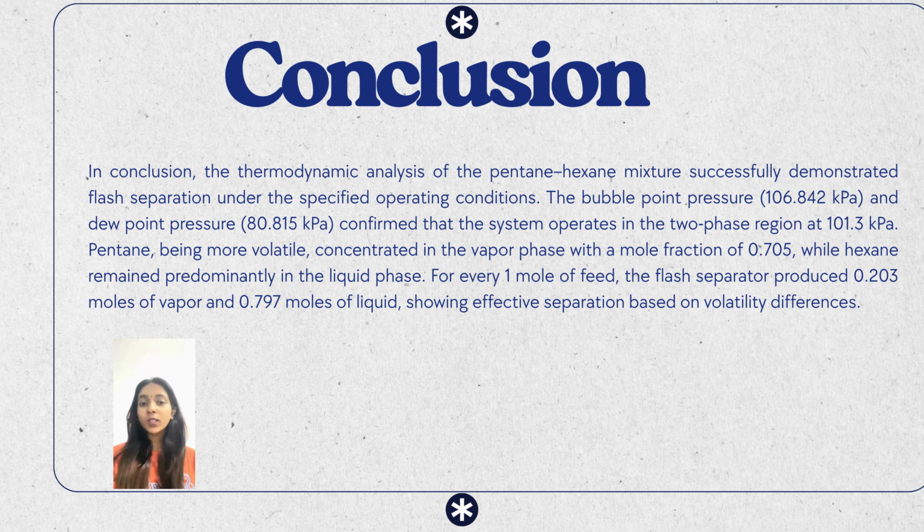Pentane, being the more volatile component, is enriched in the vapor phase with a mole fraction of 0.705 compared to its feed composition of 0.50. Meanwhile, hexane concentrates more in the liquid phase. In terms of separation performance, for every 1 mole of feed, approximately 0.203 moles of vapor and 0.797 moles of liquid are produced. Overall, this shows that flash separation is an effective method for separating components based on volatility differences, and the results align well with thermodynamic principles.